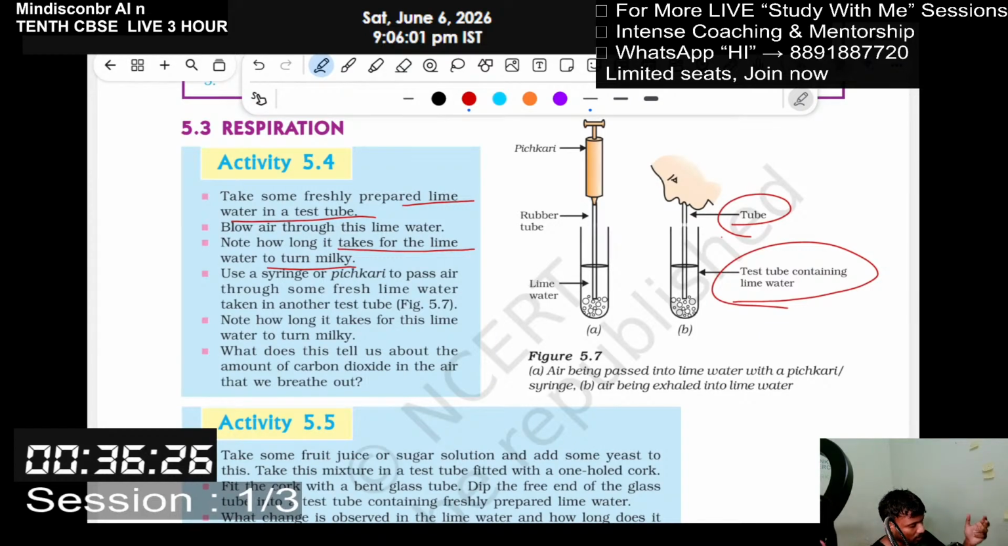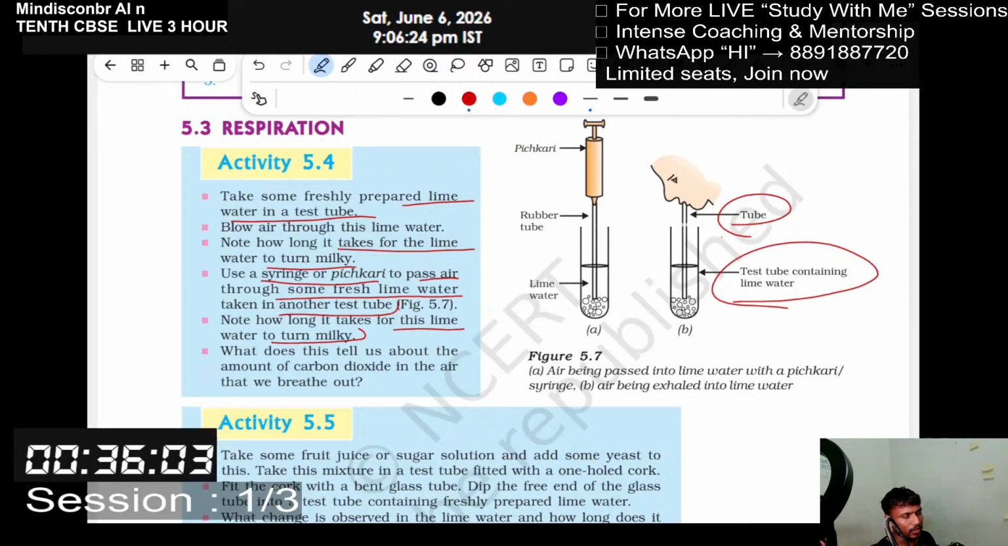How much time does it take to turn milky? That is, its color changes to a milk-like color. Use a syringe or pichkari to pass air through some fresh lime water taken in another test tube. How long does it take for this lime water to turn milky?